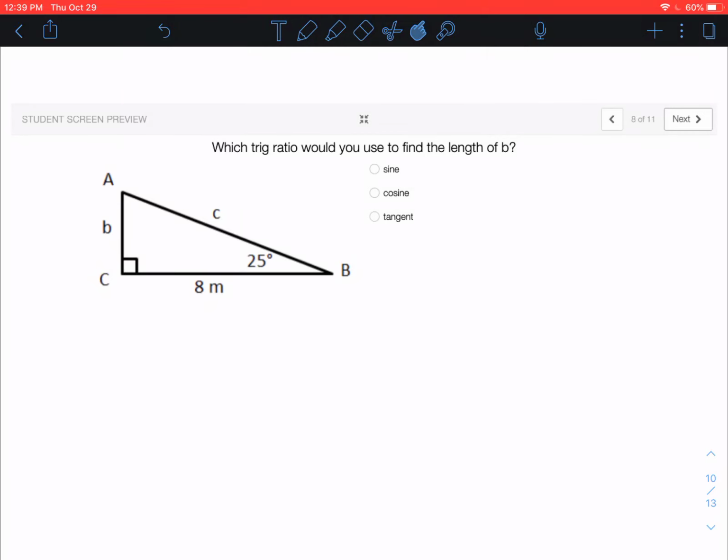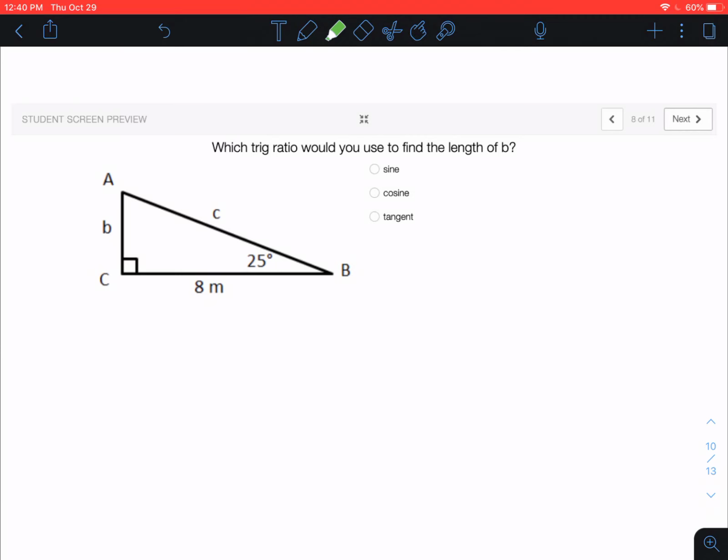Hi everyone. Let's take a look at a couple of examples on how we decide which trig ratio we use or should use to find the length of an unknown side. So we have three choices. We can use sine, cosine, or tangent. So the first thing we want to do is sort of label our triangle.